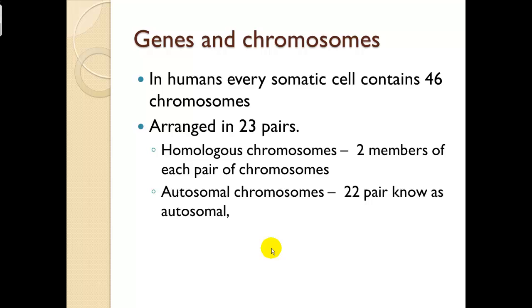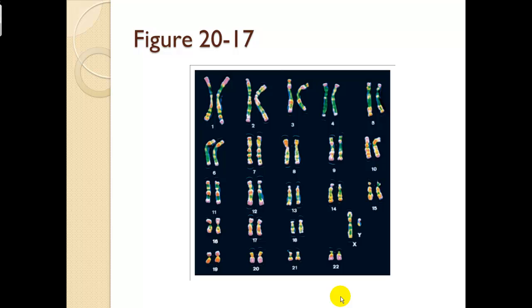So homologous chromosome, 2 members of each pair of homologous chromosomes, so 1 from mom, 1 from dad. Autosomal, also 1 from father and 1 from mother, but they don't include the sex chromosomes. So instead of the 23 pairs that we're seeing up here, only 22 pairs of those. One pair is for sex chromosomes. And these are a picture. This is figure 20.17 in your book. These are the chromosomes here, X and Y.